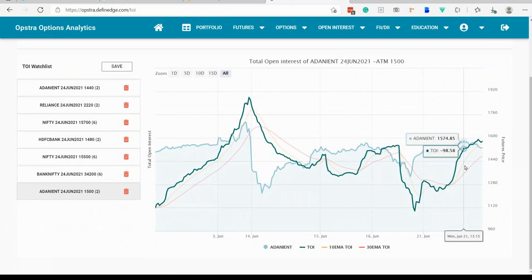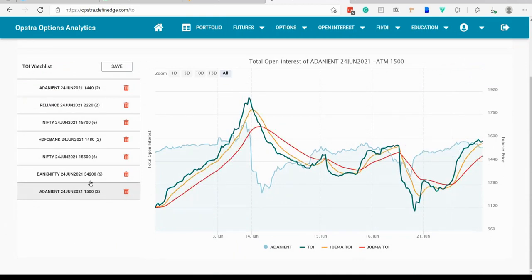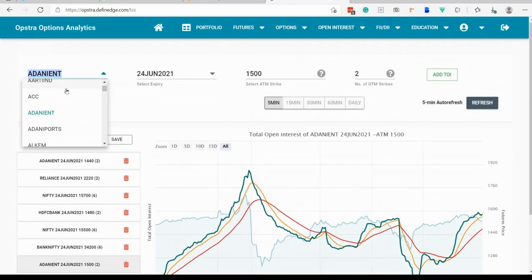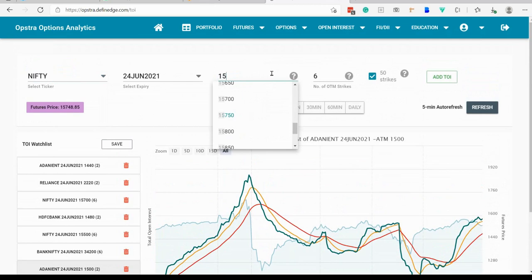Yeah, can you just do one thing? I'll talk about it more. Can you just also add 15,600 TOI? I'll tell you why, I'll talk about it later. Just add it once. Okay, 15,600 Nifty. Yeah, and keep it on all.